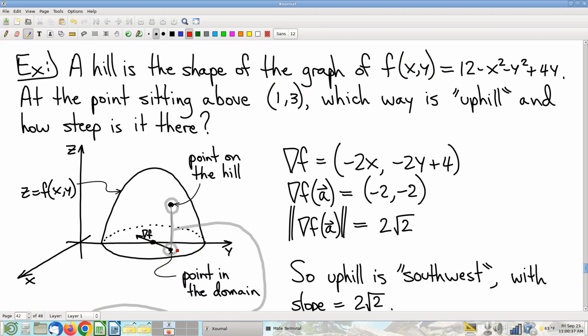All right, so, which way is uphill? Reasonable question. Given where I am, which direction do I hike to get to the top the fastest?